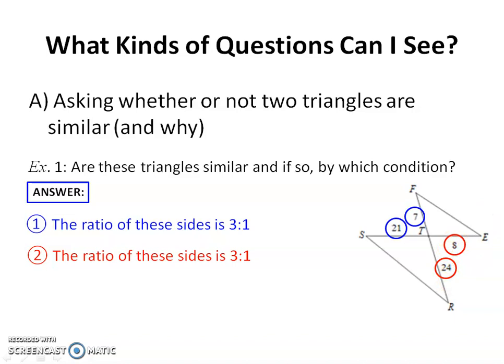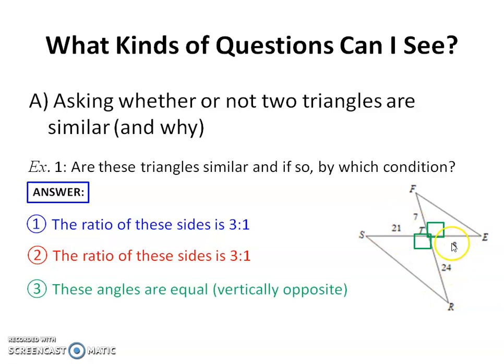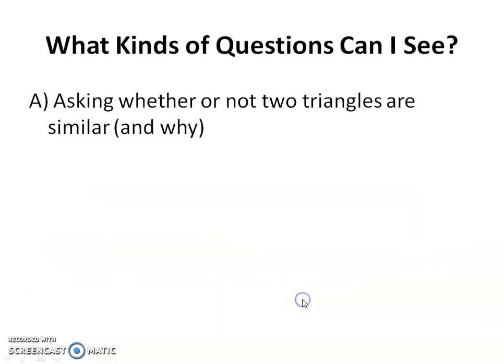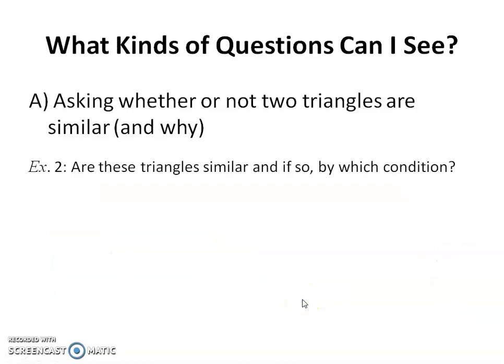And the ratio is the same. There's no information about a third side. So probably I'm dealing with an SAS, although it's possible still that it could be a different one. But in fact, here it is an SAS because the angle between those 2 sides, this angle here, angle STR and angle ETF, those ones are vertically opposite and thus equal to each other. So those triangles are similar. This is by SAS.